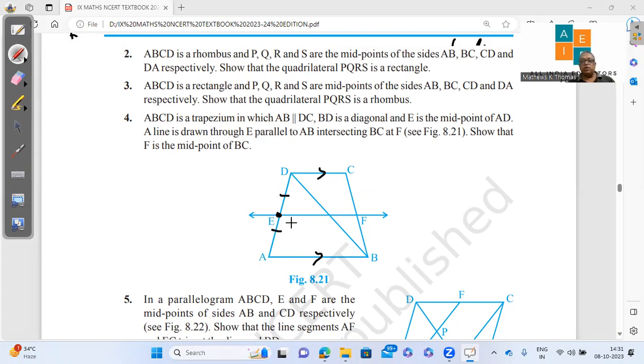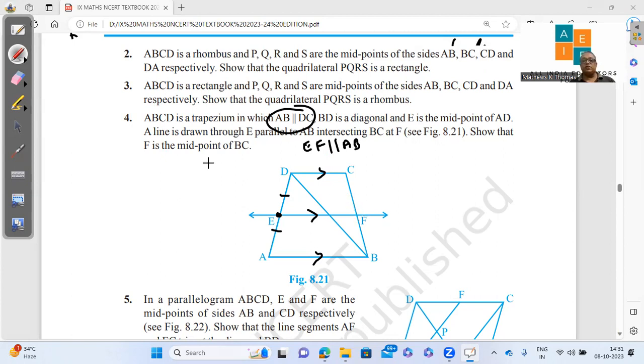A line through E is drawn, where E is the midpoint of AD, parallel to AB. So this line EF is parallel to AB as well. AB and CD are already parallel, and it is given in the question that EF is also parallel to AB. So this is going to intersect BC at F.